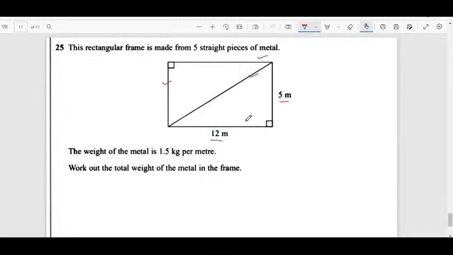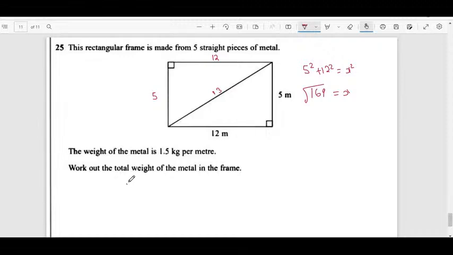So we have the dimensions for the first two. Let's find out for the other one. This side would also be 12. This would be 5 because it is a rectangle. And for the center one, it is making a right angle triangle. So by using Pythagoras theorem, I can find this length. So 5 square plus 12 square would be equal to x square. 169 under the root equals x, and that would give me 13. So I have all the 5 sides.